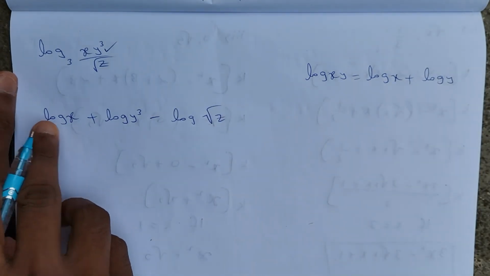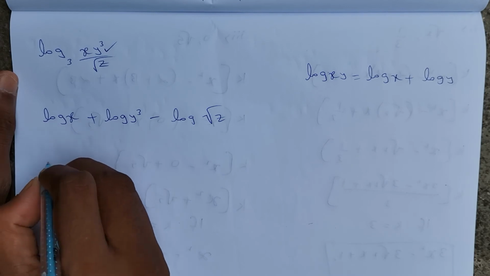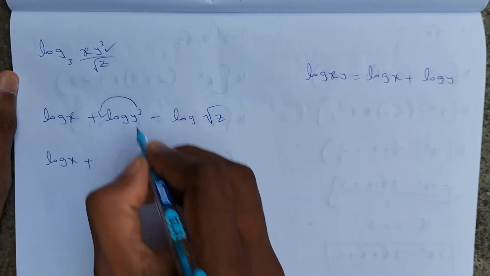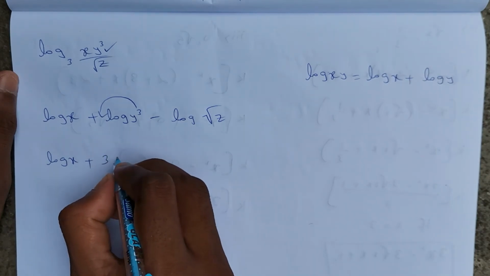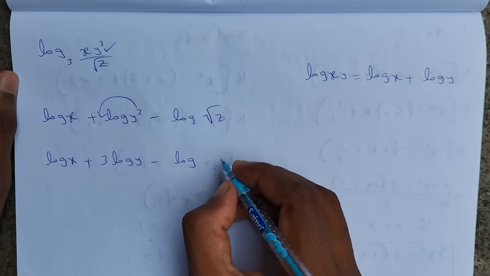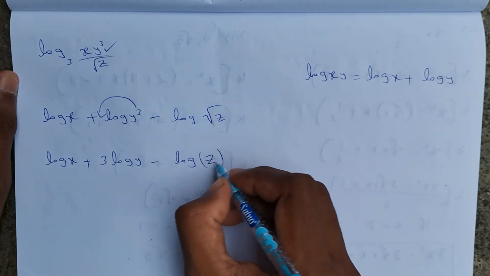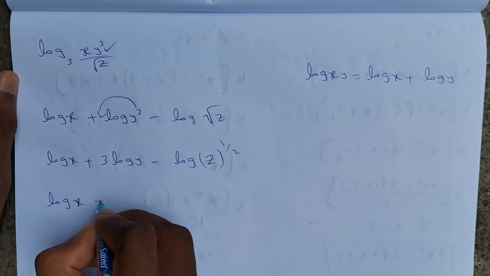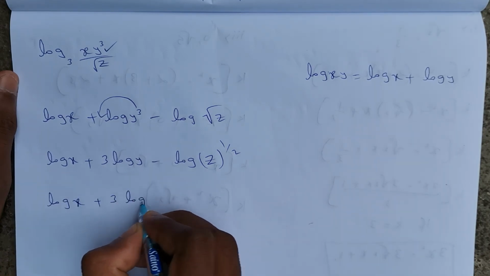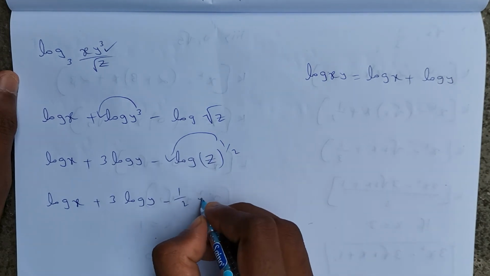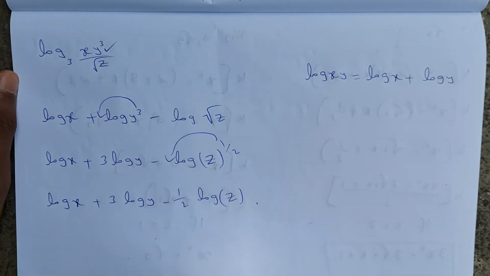Here for x, power is not there, front number is not there, so as usual log x plus, here power is there, this power will come to the front, so we will get 3 into log y minus log z. Root z can be written as z power 1 by 2. Here the first term as it is, log x plus the second term 3 log y minus, this 1 by 2 will come to the front, half into log z.